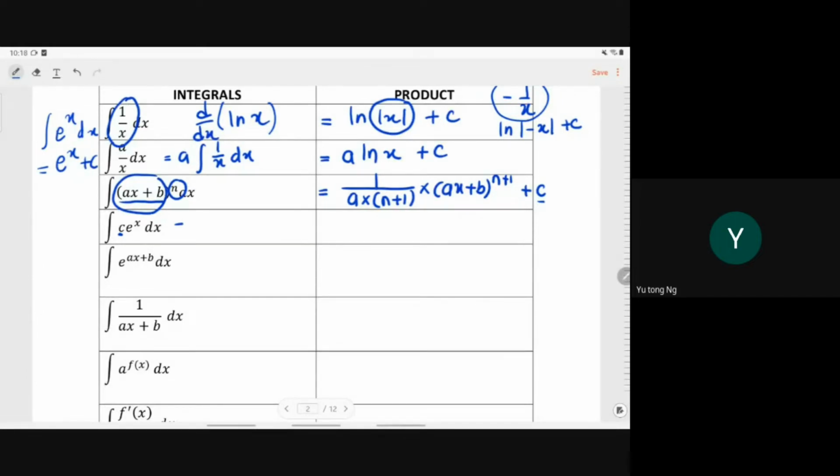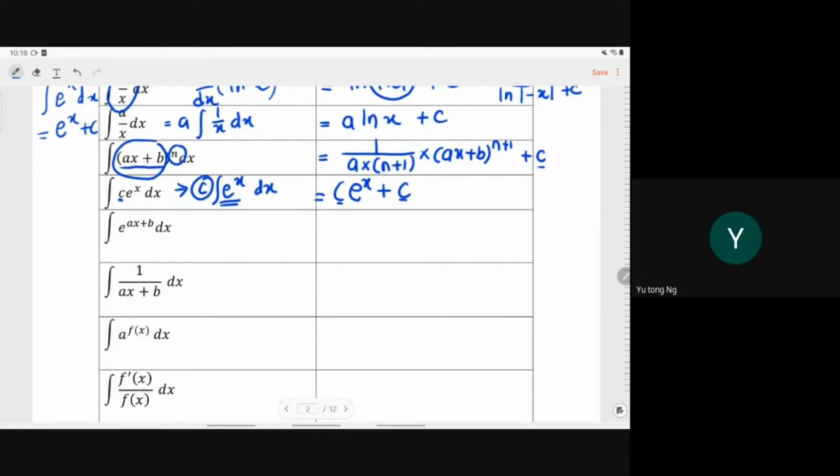So we can take it out, and it becomes c times the integral of e^x dx. When you integrate e^x dx, you will get the same answer, e^x plus c. Don't forget about this constant, so we put it right in front of your e^x. So the product will be c e^x plus c. This c depends on what is given in the question, and it is just a letter for a constant.